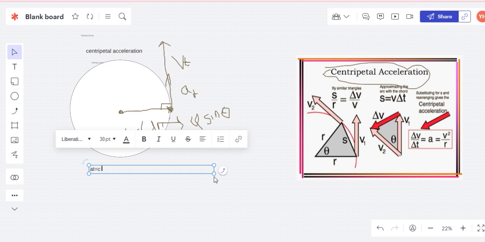Wait, where is the bar? I want to find it. I'm unable to find the bar on my keyboard. Provide some zero, something like this.